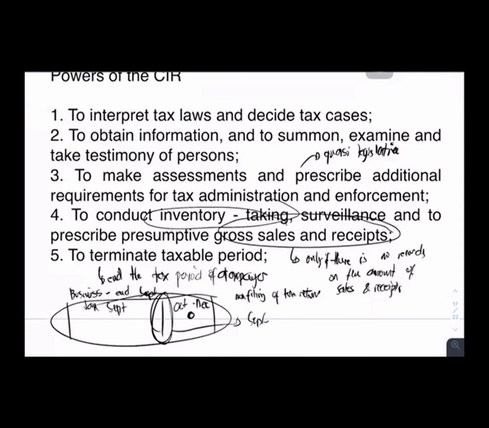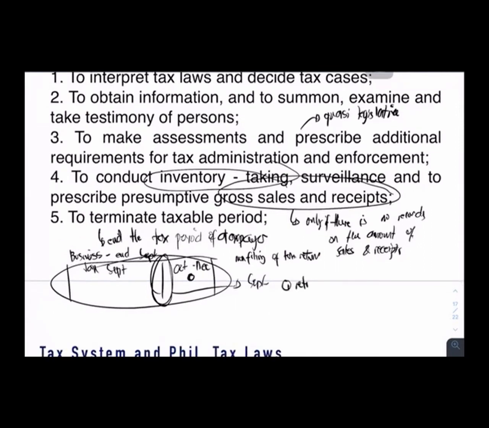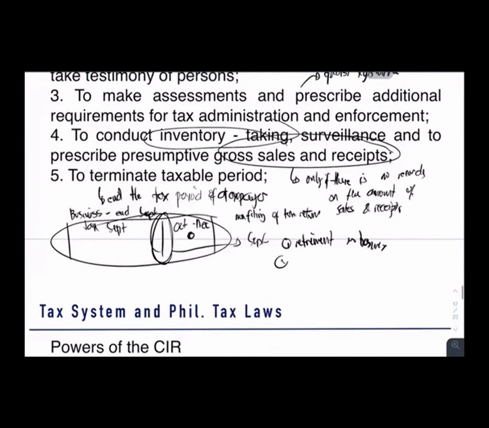Sir, when do we terminate the taxable period? So the taxable period is terminated during, first, of course, the retirement of business. Another is in case there is fraud of an individual. In case the individual wants to conceal or obstruct the collection of tax. And lastly, an individual left the Philippines. So pag umalis na yung individual.